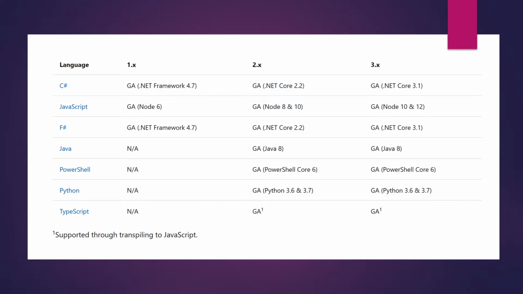Now, for TypeScript in version 2, it's actually supported through transpiling to JavaScript. So you can write your TypeScript that is transpiled to JavaScript, and that will be accessible on the platform. Now, the same also applies to 3.0. So Java, PowerShell, Python, and TypeScript are generally available. So you have a lot of options when you want to develop your functions, your durable functions in any of these languages.